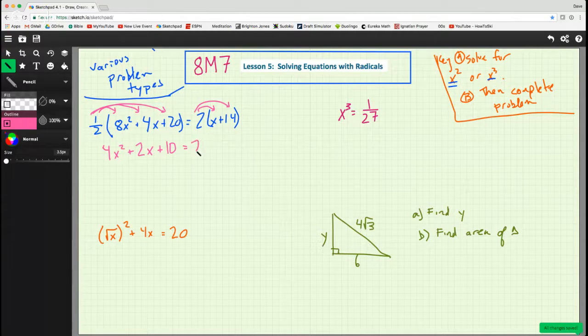2 times x is 2x, and then 2 times 14 is 28. Okay, oh, well, this is working out nicely. Minus 2x, minus 2x. And let's just subtract our 10 here at the same time. So this cancels, this cancels, this cancels, and I get 4x squared equals 18.